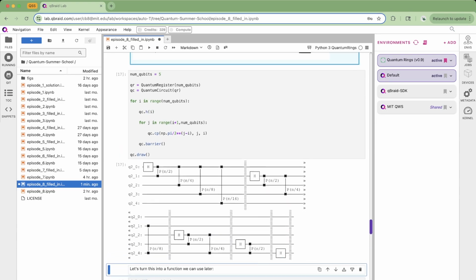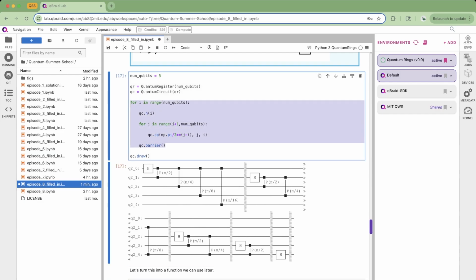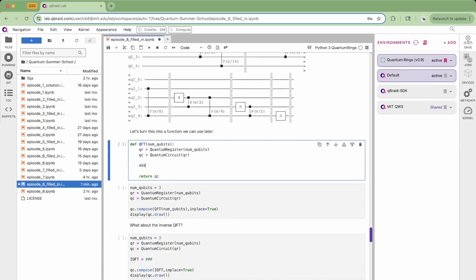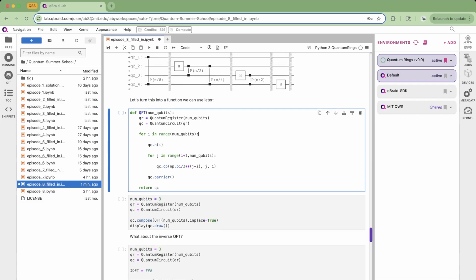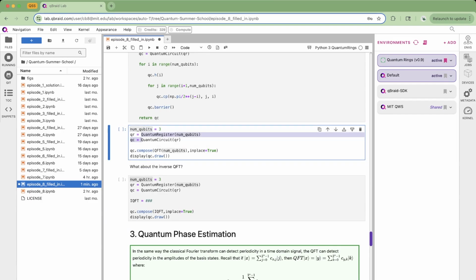So now let's package this up into a nice function that we can use later. So I'm going to grab this section here and paste it into this function. And again, just to double check, we can make a quantum circuit, and then we can use the compose function to place that circuit into this circuit. And we use in place so that it modifies this quantum circuit object rather than creating a new one.